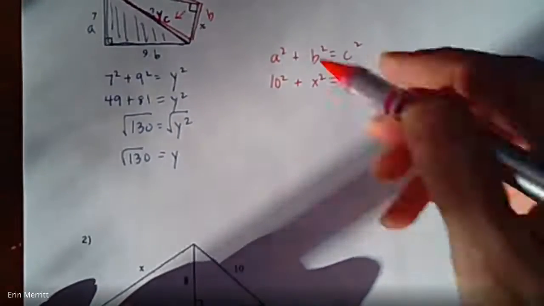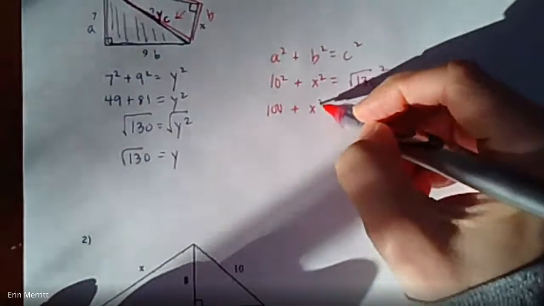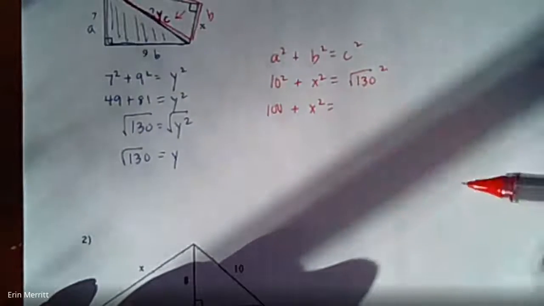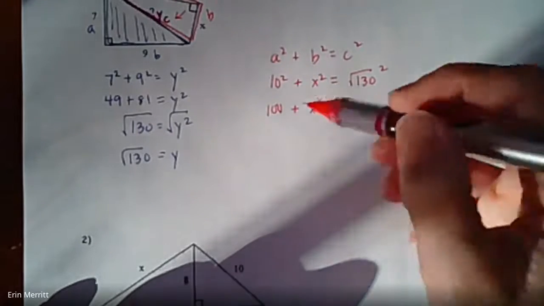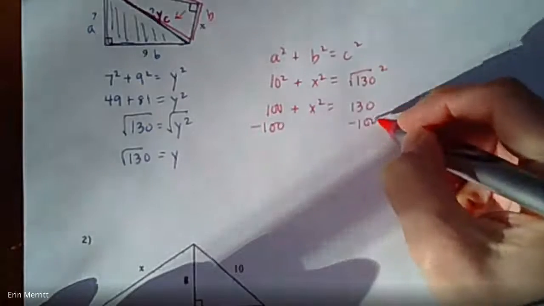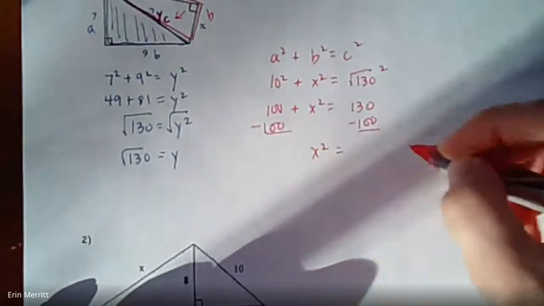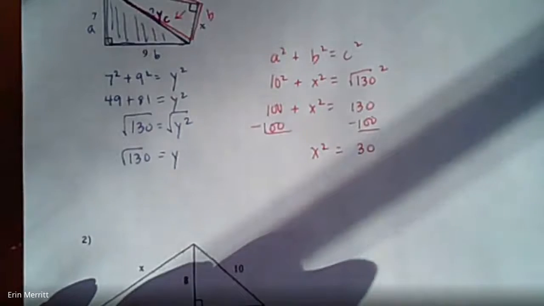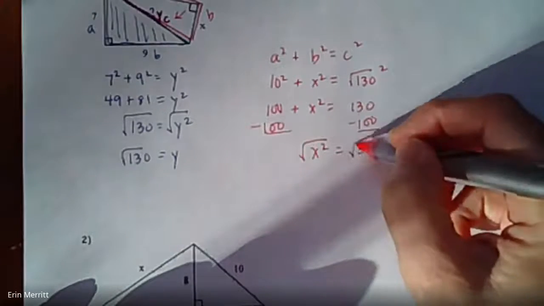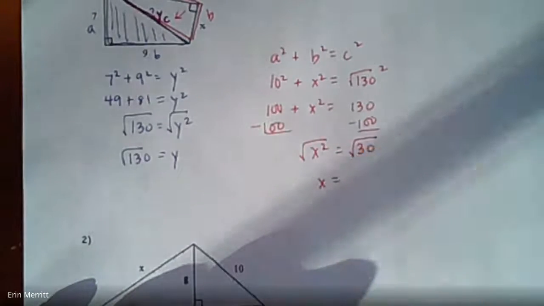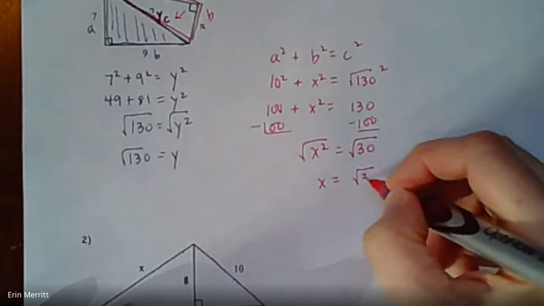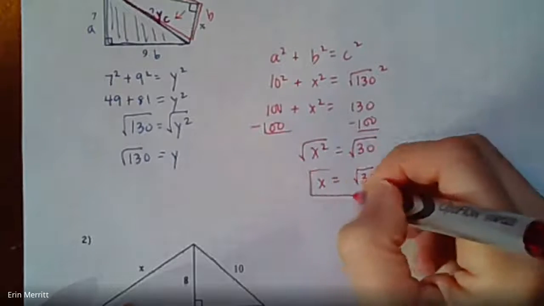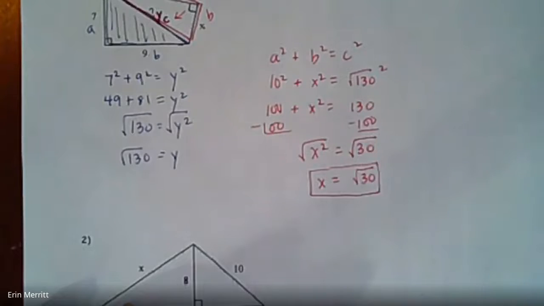Here's the nice thing that happens. 100 plus x squared equals the square root of 130 squared. Square root and a square, we've talked about this, they cancel right out. So I'm just left with regular old 130. Subtract 100, so the x squared comes out to be just 30 all by itself. When we take the square root, you always want to leave it in simplest radical form. There are no perfect squares that are a factor of 30, so that is as far as it can go. That should be my answer for x, radical 30.